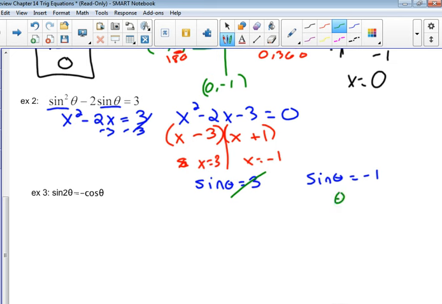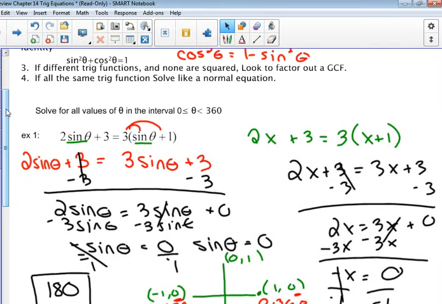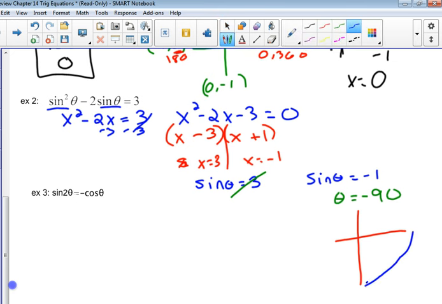Oh, good, you got negative 90. Now, if you're thinking negative 90, is it in my interval? No, so you have to think negative 90 is going back, like down, 90 degrees. So what would this be the same thing as? 270. Good job. So you want to use theta equals 270, not the negative 90, because that's not in the interval.